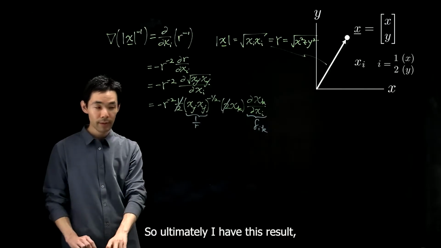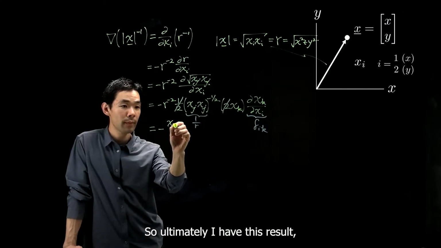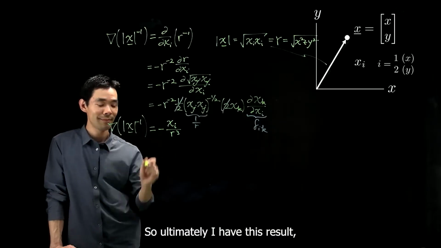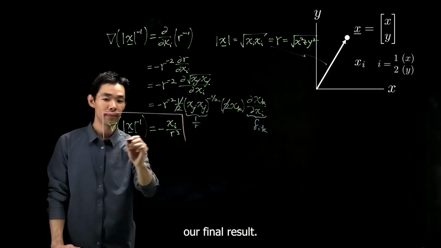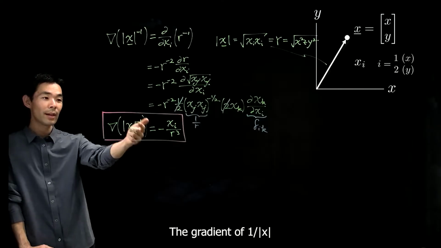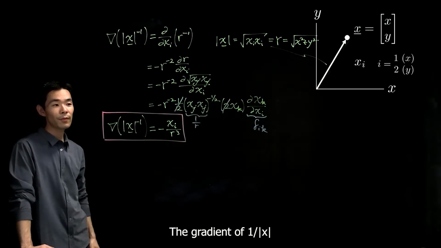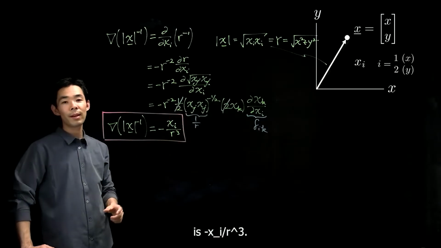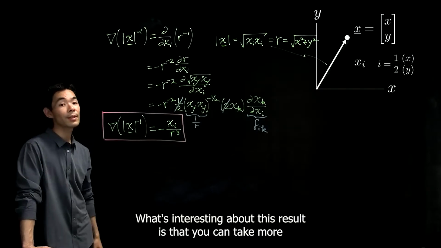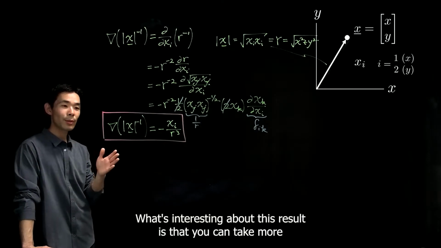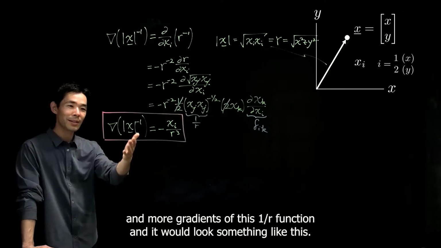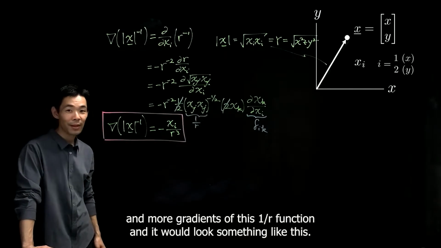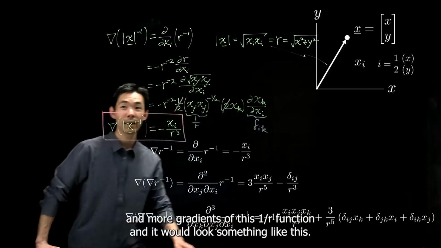So ultimately what I have is that this result, this is our final result. So when you take the gradient of the inverse of the magnitude of the position vector, you just get the negative of the vector divided by the radius cubed, the distance cubed. Now what's interesting about this result is that you can take more and more gradients of this 1 over x magnitude function. And it would look something like this.